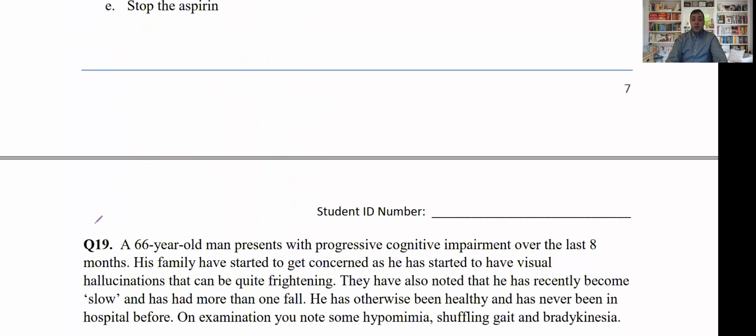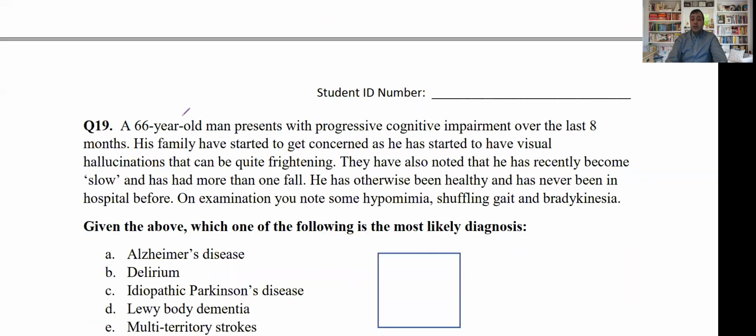So the next question, question 19. A 66-year-old man presents with progressive cognitive impairment over the last 8 months. His family have started to get concerned as he started to have visual hallucinations. So he has a new onset of visual hallucinations that can be quite frightening.